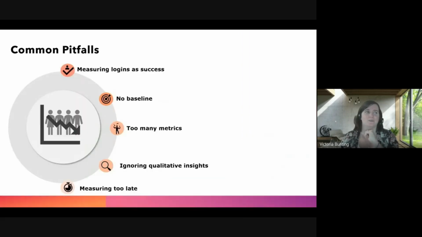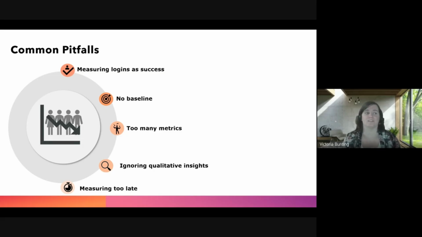So next, I was just going to mention a few traps that I've seen as I've worked on these sorts of things before. Measuring logins as success, as I've already mentioned, is the most common pitfall. So treating logins or access as proof that adoption has happened. Logging in will only tell you if someone's opened a tool. It doesn't tell you whether they've worked differently, whether they're using it meaningfully, or driving any value.